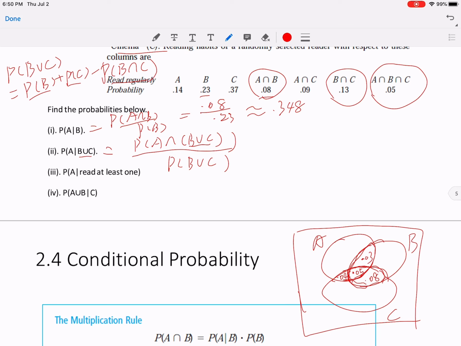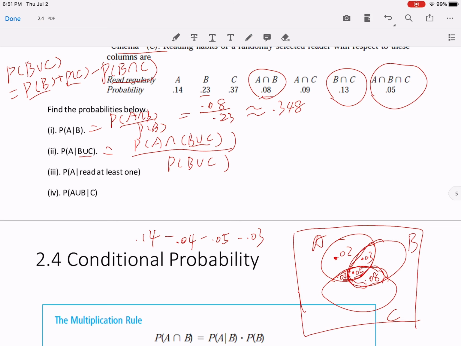And then let's take a look at this part over here. So this part represents the probability of A minus this part, this part, this part. Okay? So that would be 0.14 minus 0.04, minus 0.05, minus 0.03. So that would be 0.02. Let me rewrite it clear.